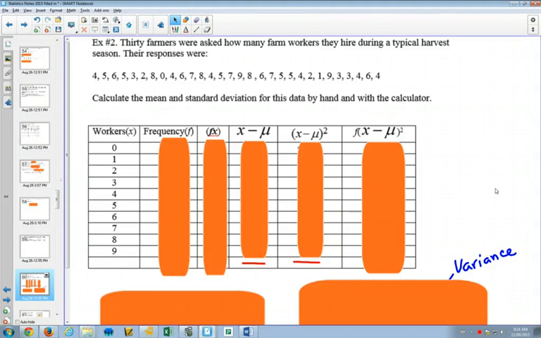So here's 30 farmers and a bunch of data given. Instead of taking too much time for you to calculate the frequencies, because that's just counting, I'll give you those values. But then I'll get you to fill out the rest of the chart and then figure out the mean and standard deviation by hand.